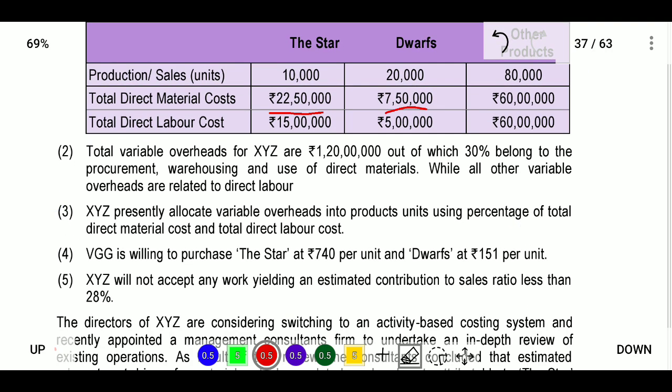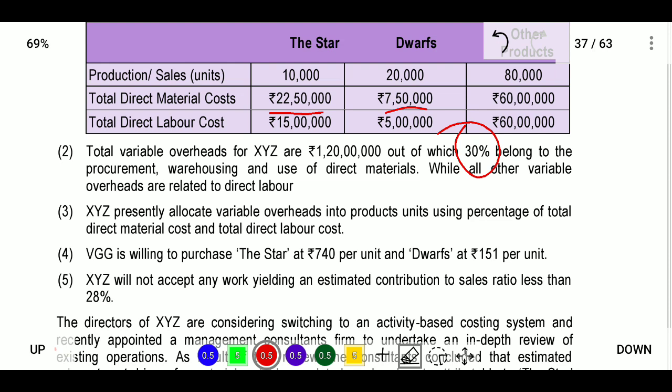Next, the total variable overheads for XYZ is 120 lakhs. Out of this, 30% relates to procurement, warehousing and use of direct material, and all the others are remaining. So 1,20,000 into 30% will be the material overhead cost, and the remaining will be labor related overhead cost. 30% of 1,20,000 becomes 36 lakhs. We will calculate for the 10,000, 20,000 and 80,000 products the required amount per unit and the total volume, and the total will be allocated to this amount.